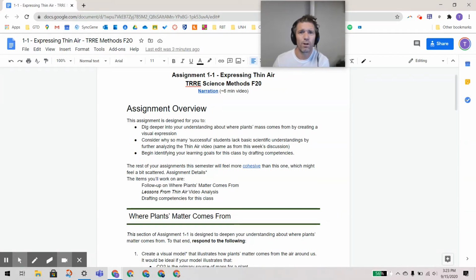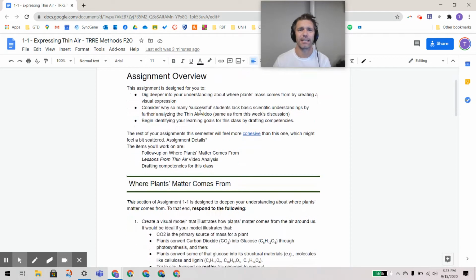So this is assignment 1-1. It's expressing thin air plus some other stuff that I didn't include in the title, but that's fine. And in it, this assignment is designed for you to dig deeper into your understanding about where plants' mass comes from by creating a visual expression of that understanding.